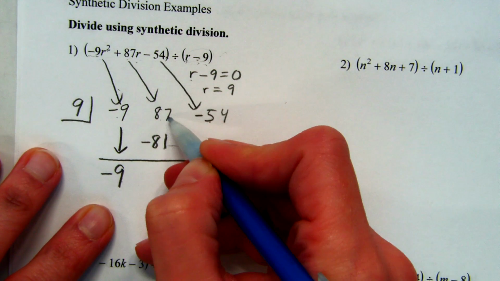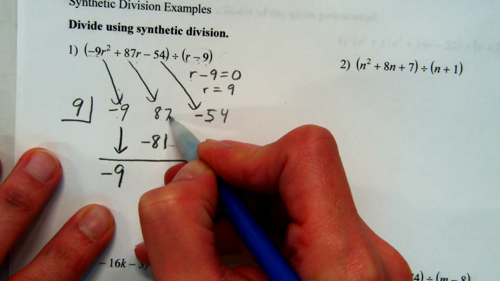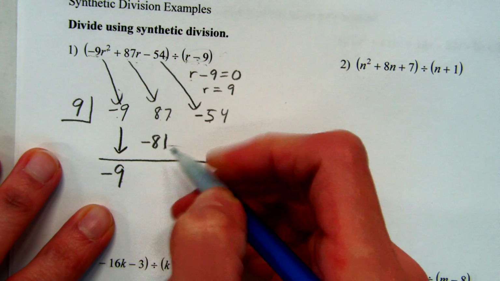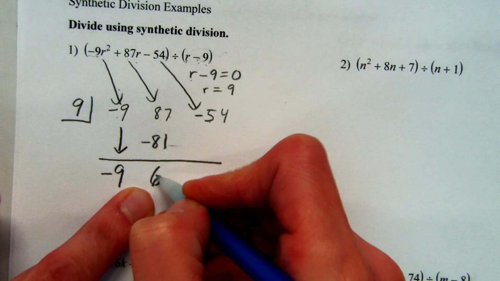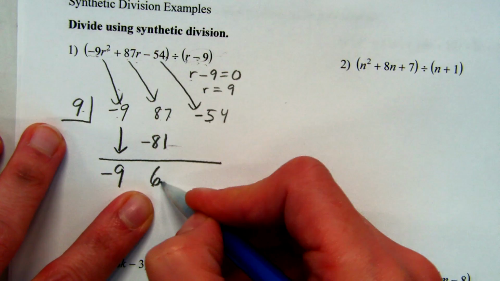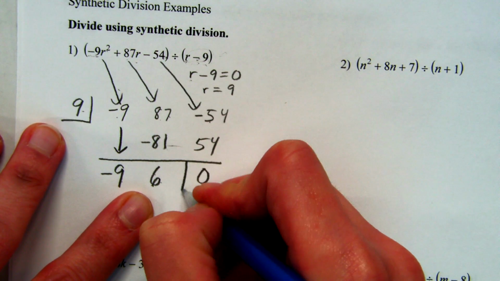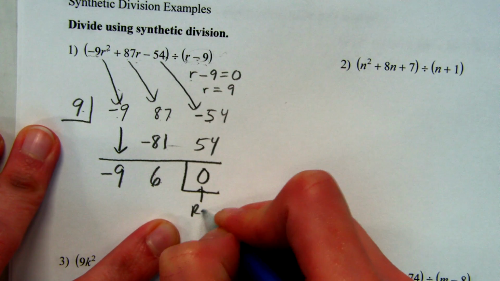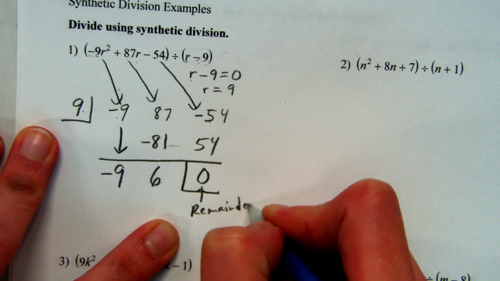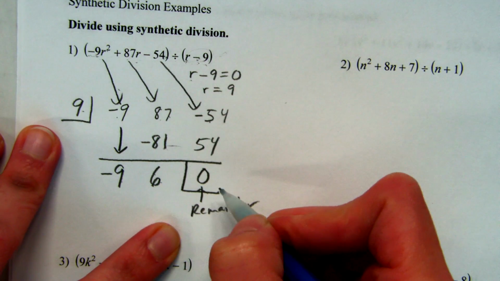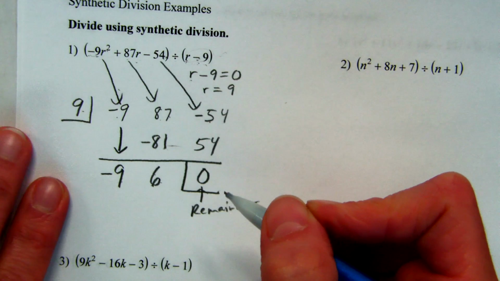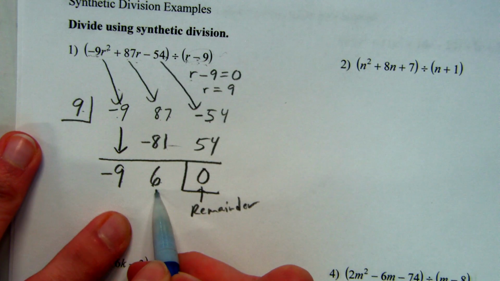And then you're going to add that to the 87. So basically it's 87 and negative 81. We get 6. And then you take this number times 9. So 9 times 6 is 54. And this last number you get over here, we box. That is the remainder. Okay, so this divided evenly. There's no remainder.